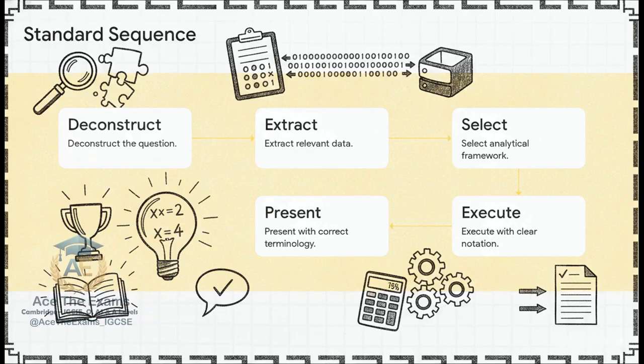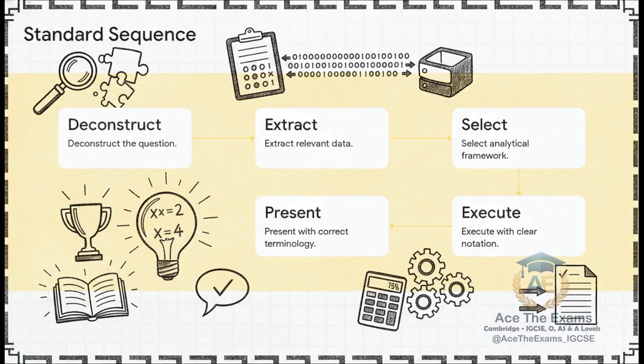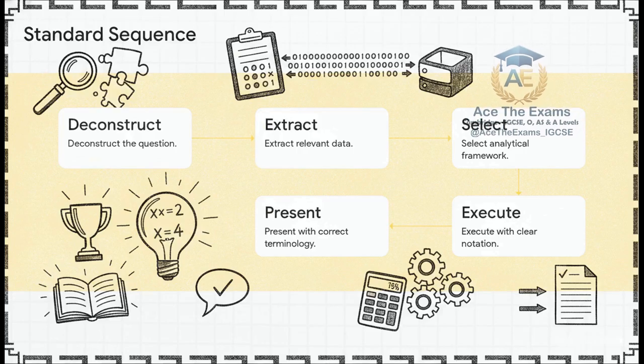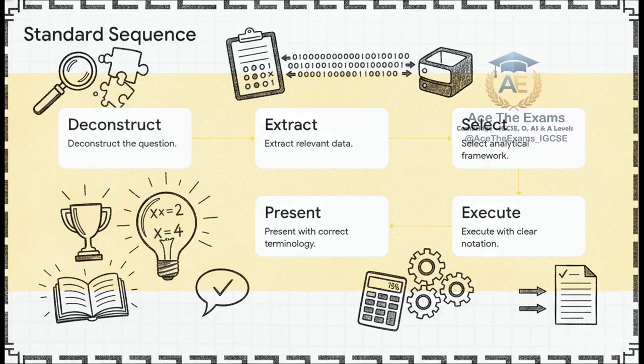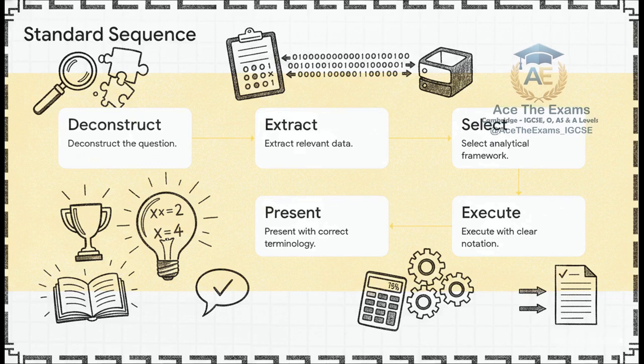Step 2. Extract the binary data. Pull the precise numbers from the binary representations given. Step 3. Select the analytical framework. Which specific formulas apply here? Step 4. Execute with clear notation. Write out your calculations step by step so the examiner can easily follow your logic. And Step 5. Present perfectly with correct terminology. I want you to imagine taking 60 seconds on your next past paper just to force yourself through these 5 steps before you even pick up your pen.